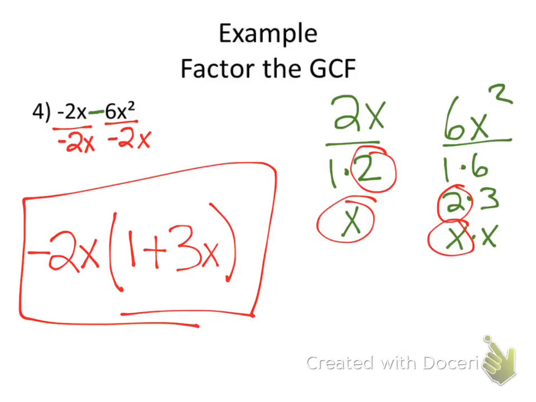Something like this where you're changing the signs and you're pulling out x's too, I would distribute back to see if it works. Negative 2x times 1 is negative 2x. And negative 2x times positive 3x is negative 6x squared. So we are good. What are your questions?